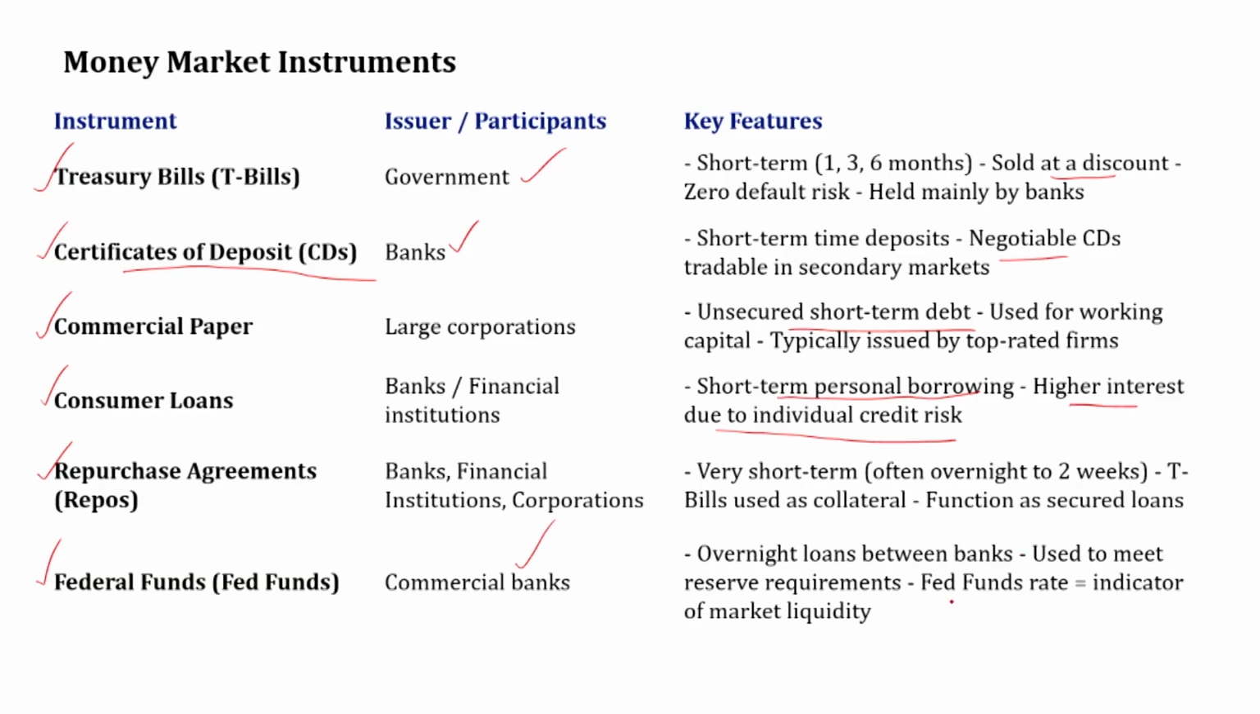When we talk about the Fed funds rate, it's mainly used in the US context, where a large number of banks borrow from each other at the Fed funds rate. It's an overnight loan, mainly to meet the reserve requirement with the central bank. It's a key indicator of market liquidity and often guides monetary policy in the US. Let's now move to the capital market.